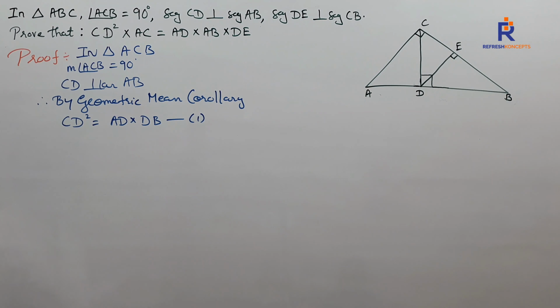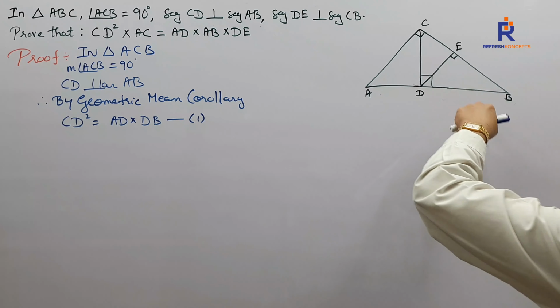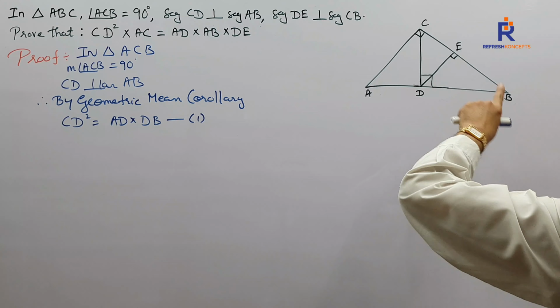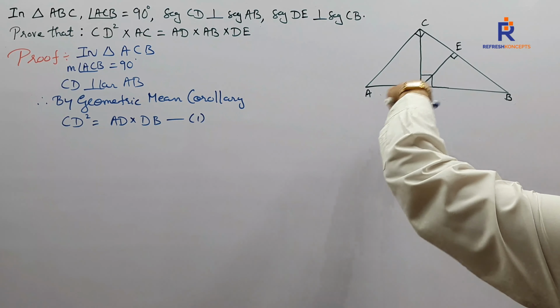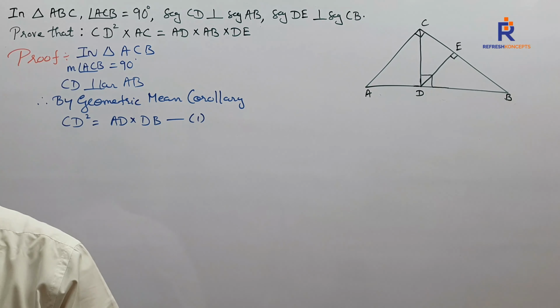I hope my children have no problem till here. Right? What have we done? We have seen a right angle triangle ACB, 90, and from there a perpendicular. Moreover, our question demanded CD square. That gave me an idea that I should go for GMC in the very first stage. That's what we have done.